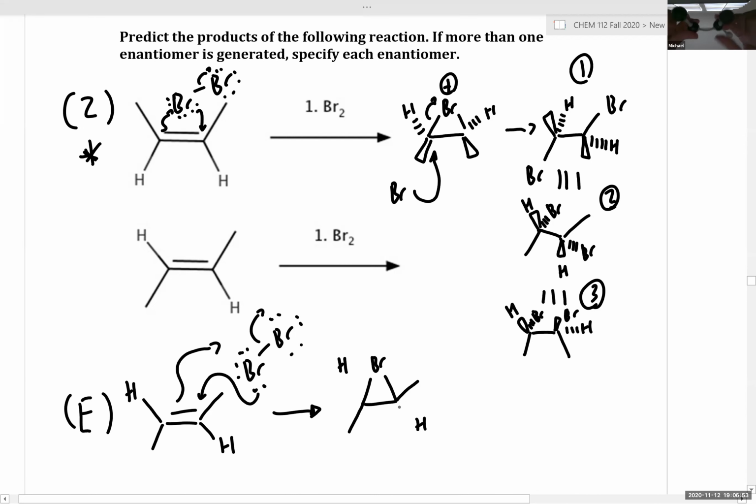So looking at our camera, here is our trans alkene, or our E-alkene. Does everyone see how the two carbon substituents are on opposite sides of our alkene? Does everyone see how they're trans to each other?